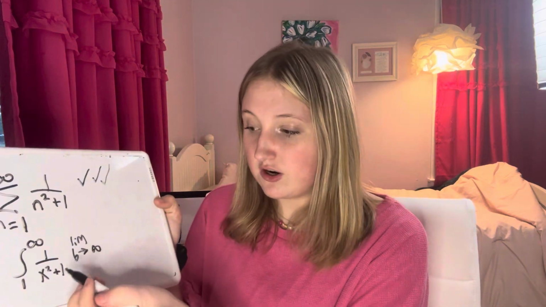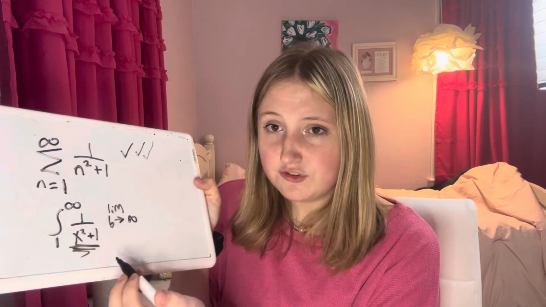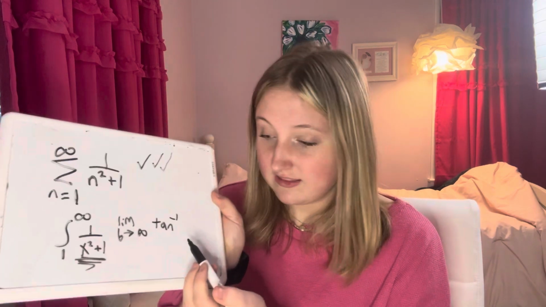Now, this isn't too hard to integrate. We just need to remember our arctangent identities right here. And all this is equal to is arctan. So let me just do arctan like this with our upper and lower bounds. So 1 to b.